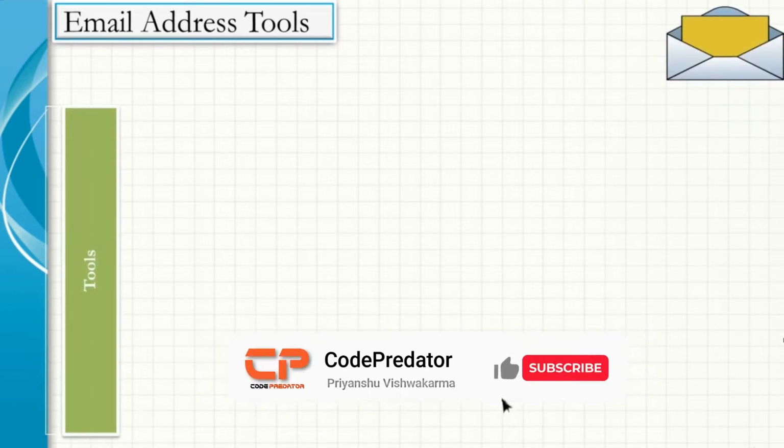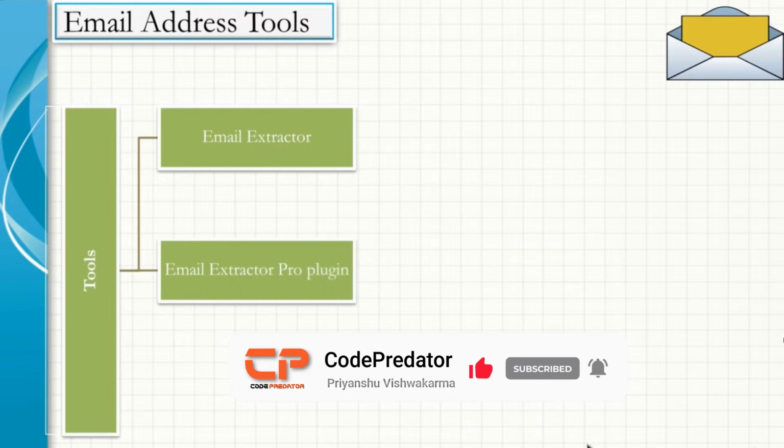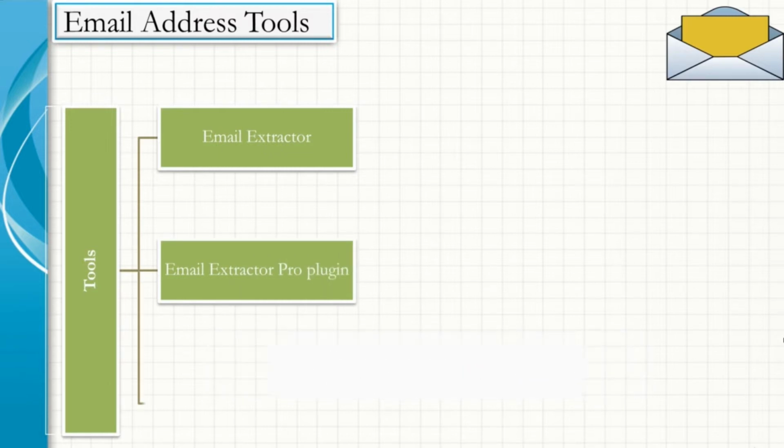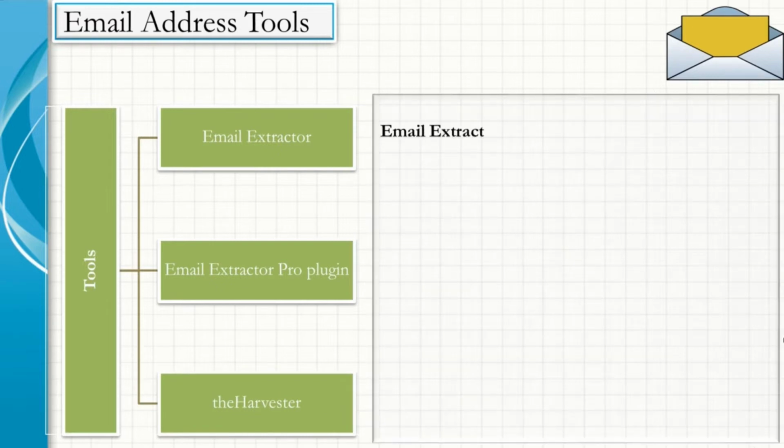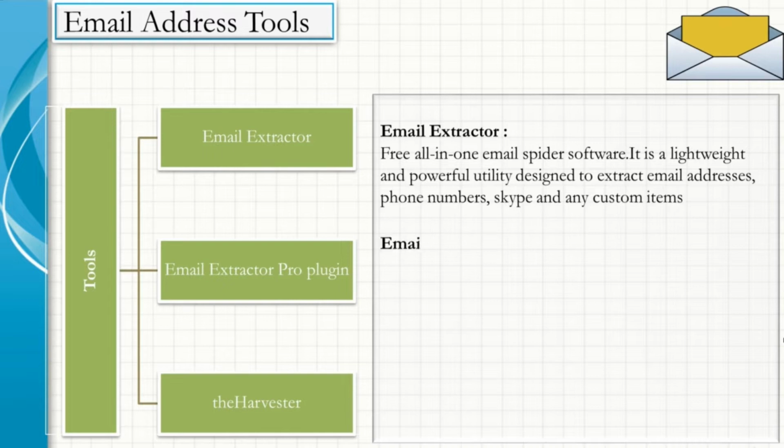Email address tools. The tools are Email Extractor, the Email Extractor Pro plugin, and the Harvester. Email Extractor tool is a free all-in-one email spider software. It is a lightweight and powerful utility designed to extract email addresses, phone numbers, Skype, and any custom items.